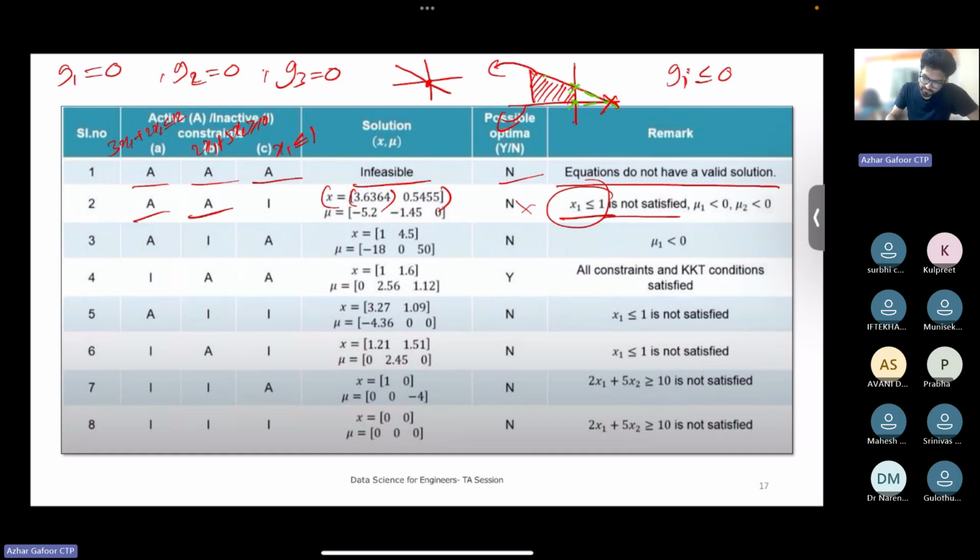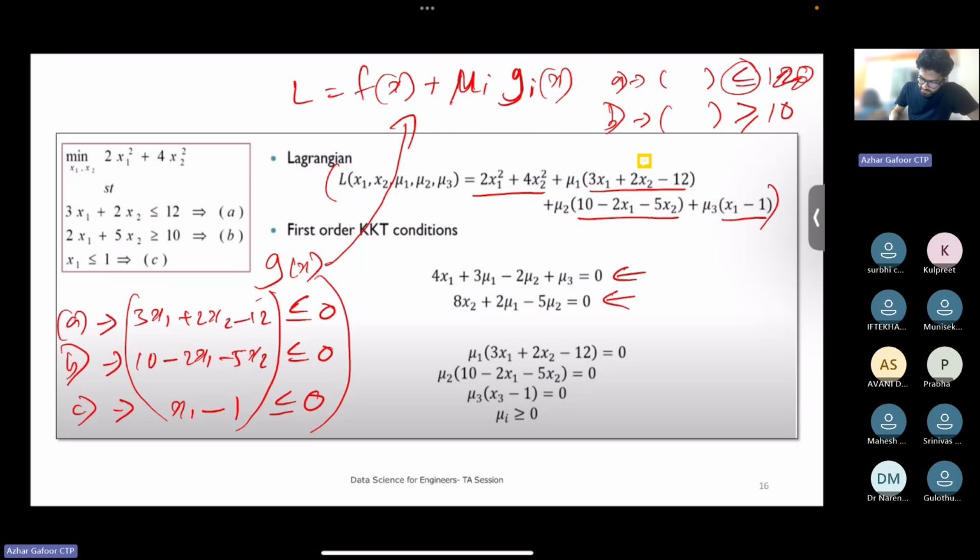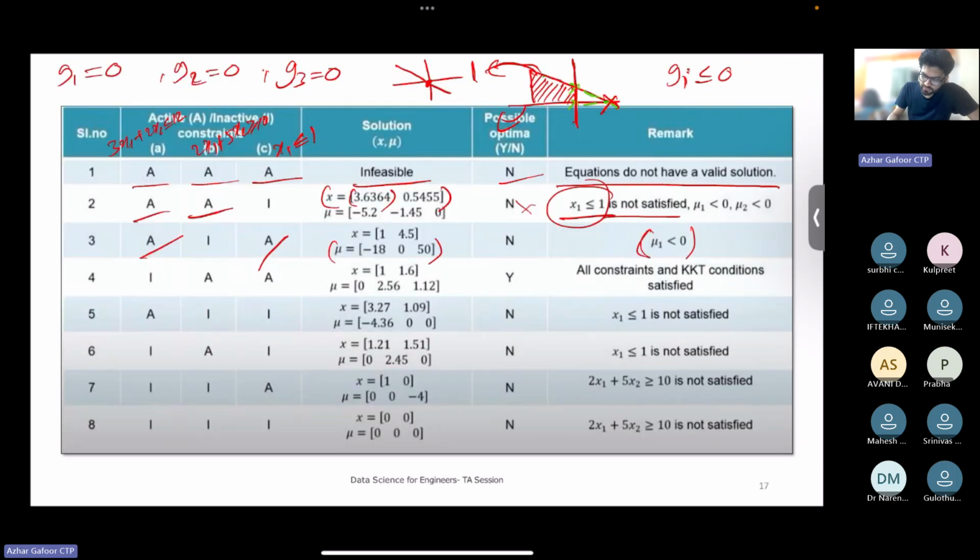Now we are keeping the first constraint, that is this constraint, and the x1 equal to 1 line active. Then we have a solution, that is x1 is equal to 1 and x2 is equal to 4.5. Now if you find mu from this, we get mu1 less than 0. Here the conditions are that all the Lagrange multipliers have to be greater than or equal to 0. So if you solve these equations, we find that one of the Lagrange multipliers is less than 0. So that is also not a possible solution.